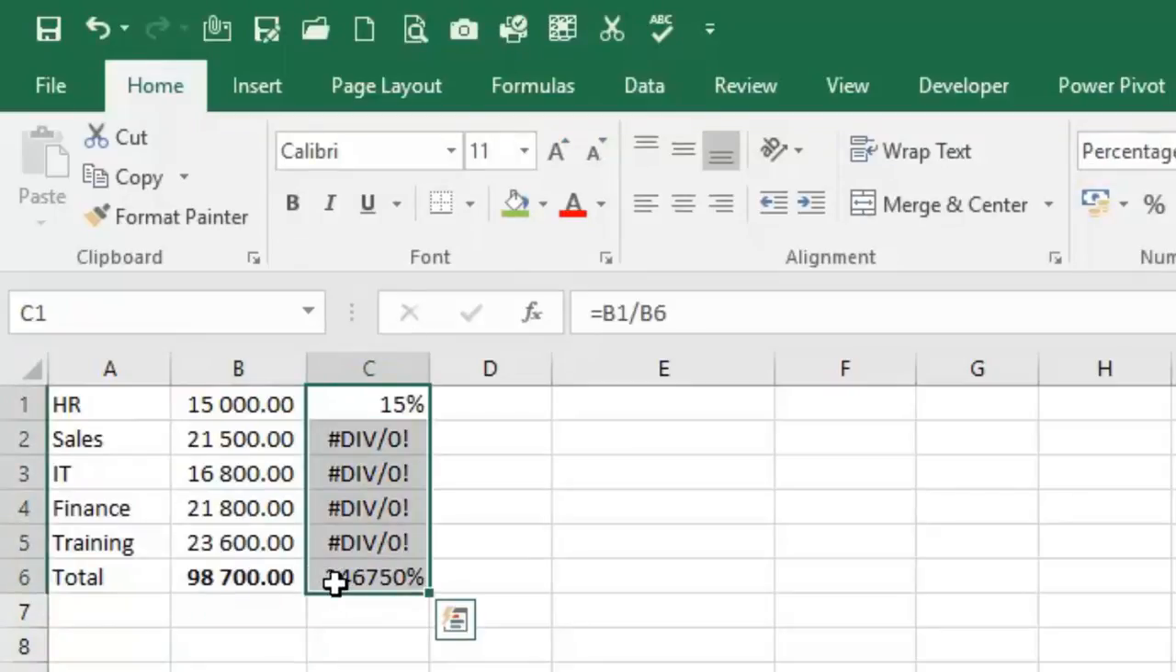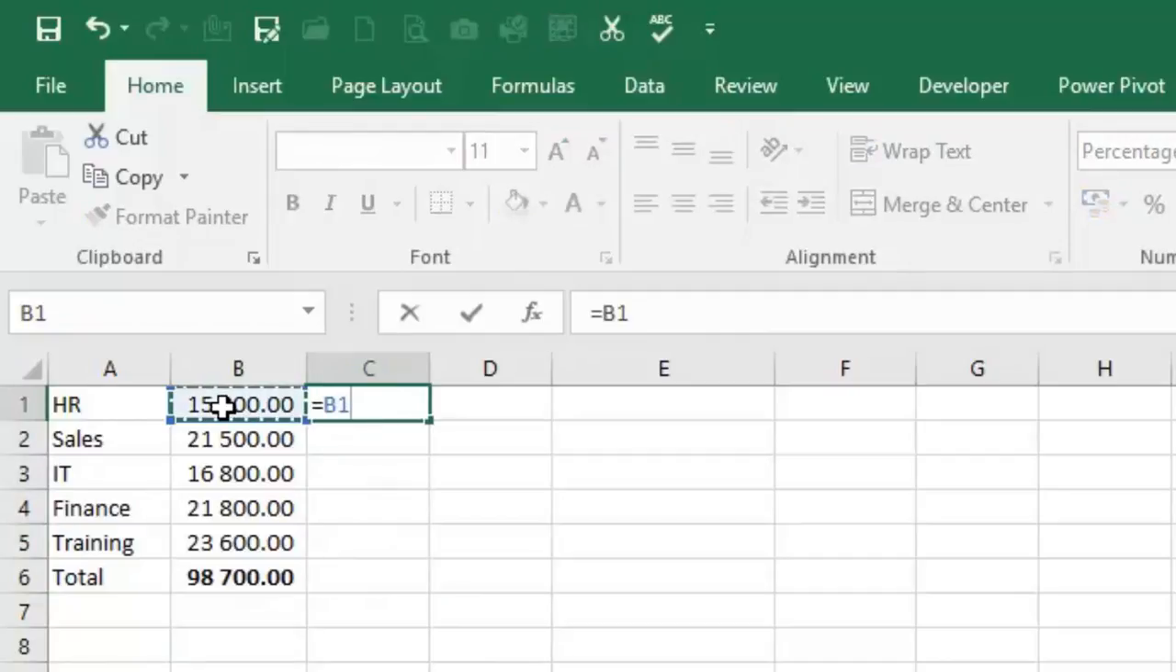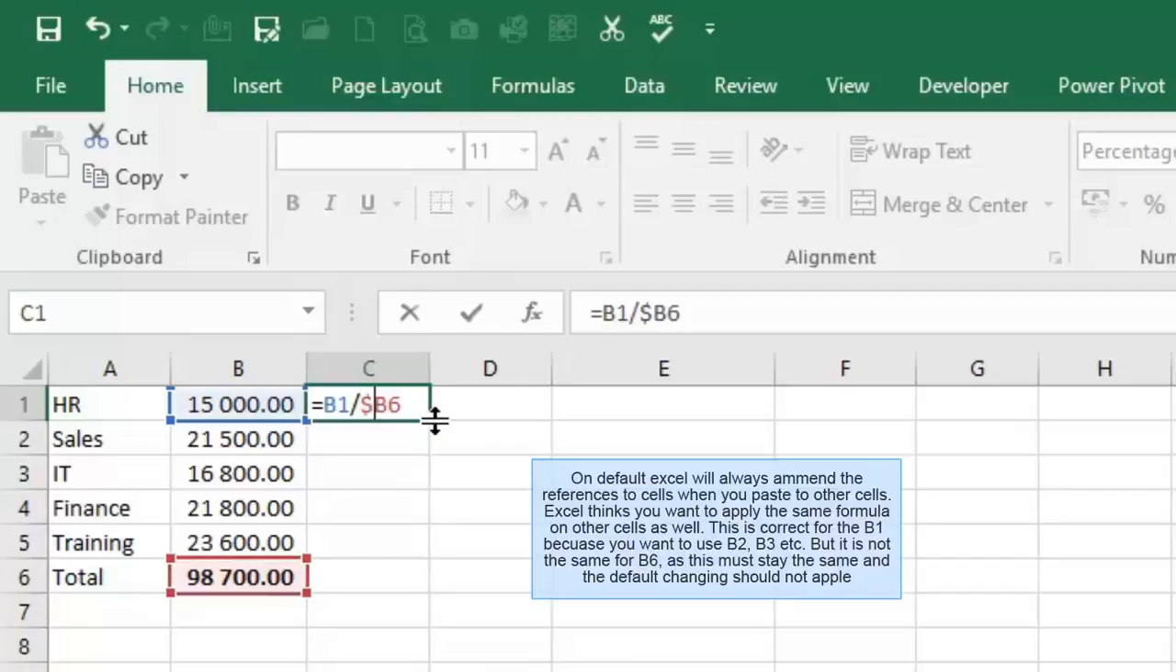So let's delete that. Equals, click on the 15,000. We don't do anything to that because it must move, divided by the total. Now, before you push enter, you would normally push your F4 key, and that's going to put dollars in your formulas. Or you can manually type them in, as I'm going to. I'm going to type a dollar just before the B, and I'm going to type a dollar just before the 6.